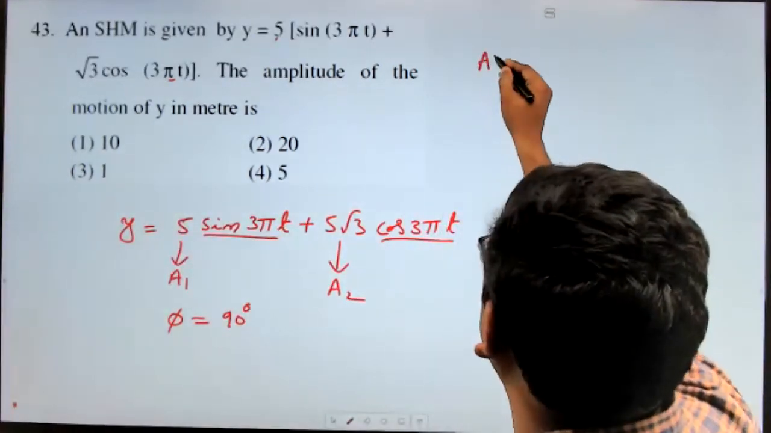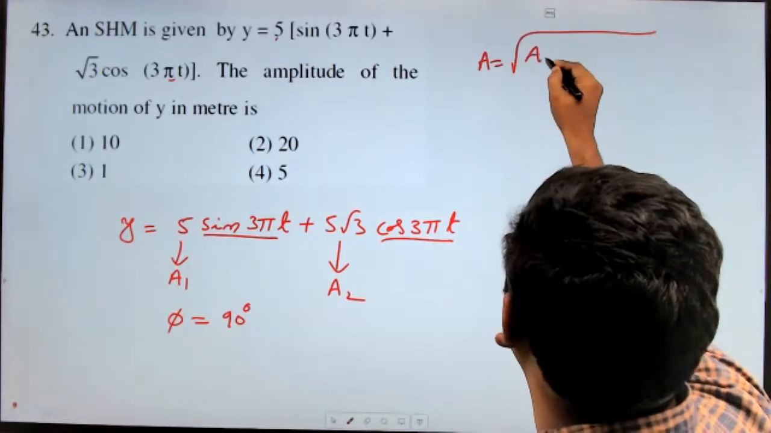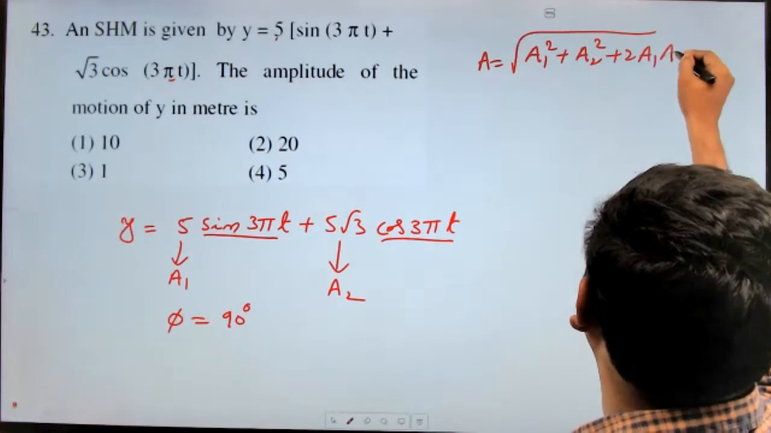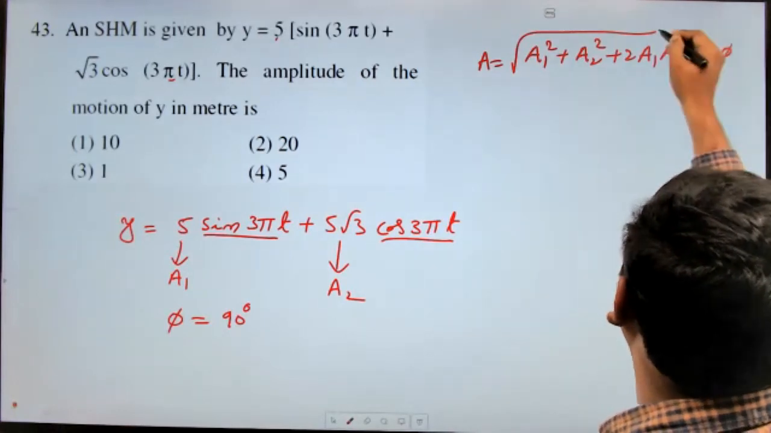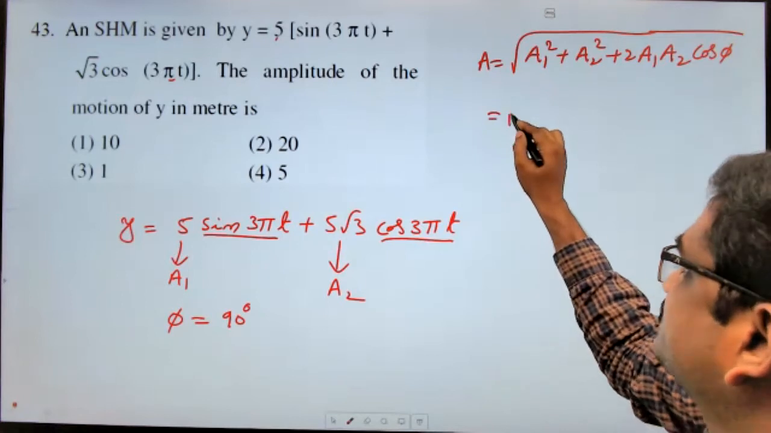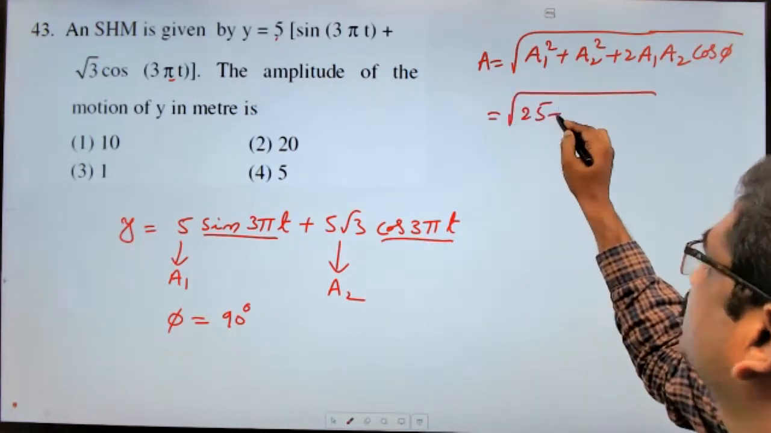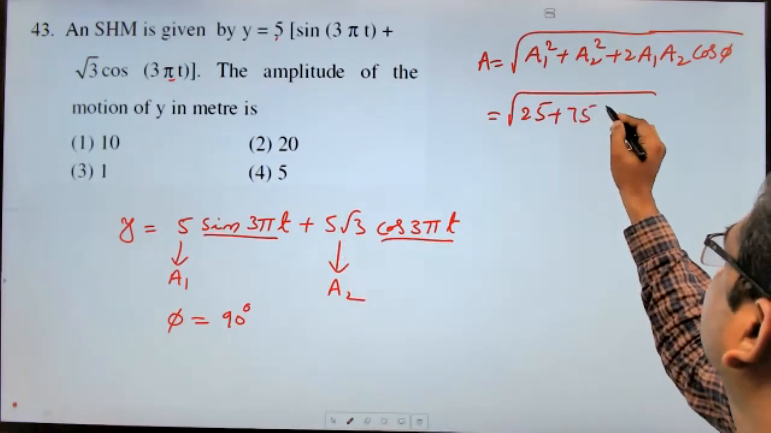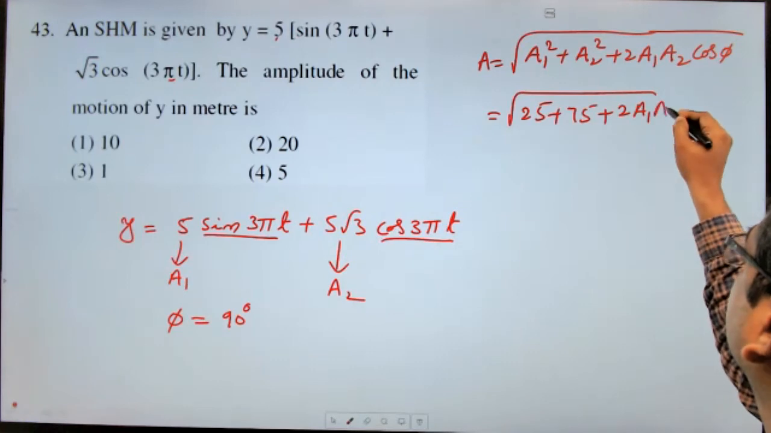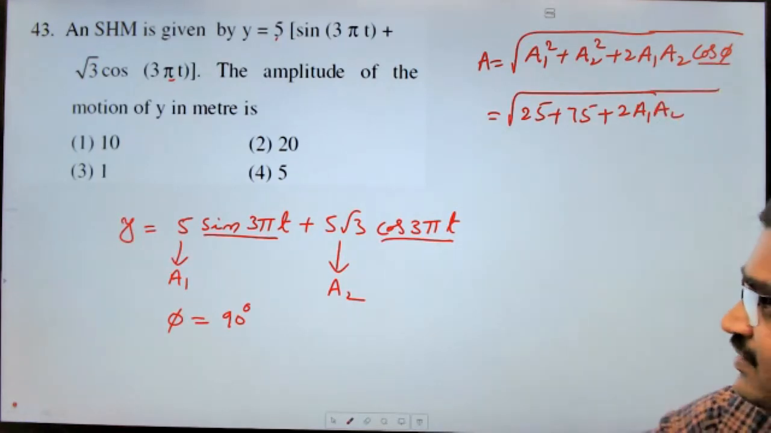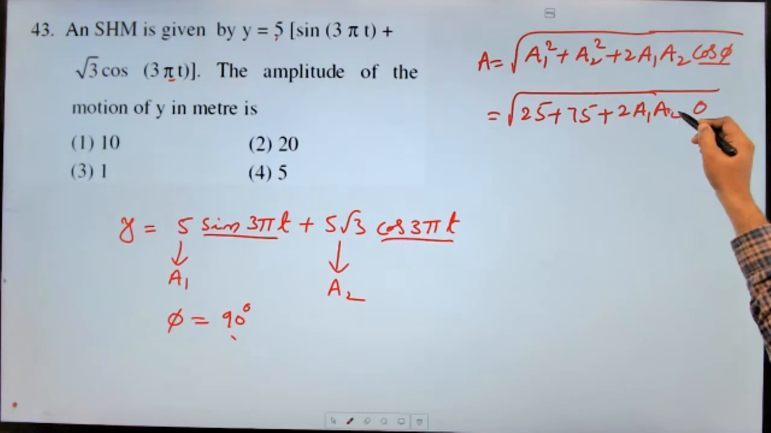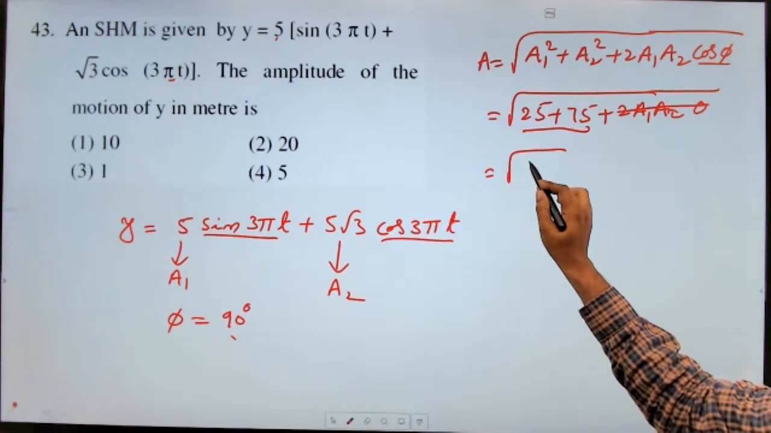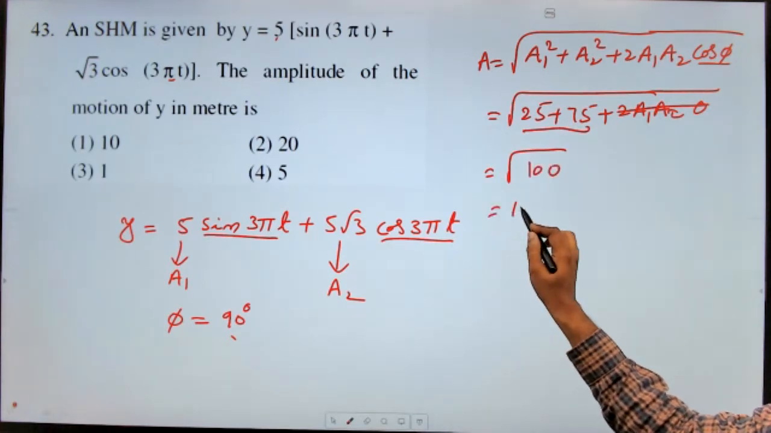Now the resultant amplitude is given by A equals the square root of A1 square plus A2 square plus 2 A1 A2 cos phi. Now substitute the values. A1 square is 5 whole square, 25. A2 square, 5 root 3 whole square, 25 into 3, 75. Plus 2 A1 A2 cos phi. Phi value is 90, cos 90 is 0, so this entire term will be 0. So square root of 75 plus 25, that equals 100, that equals 10.